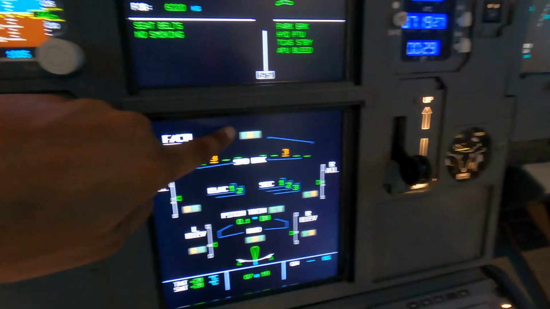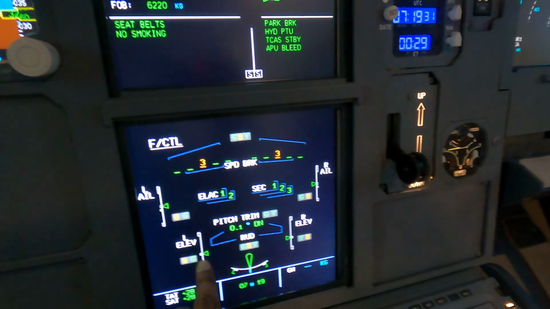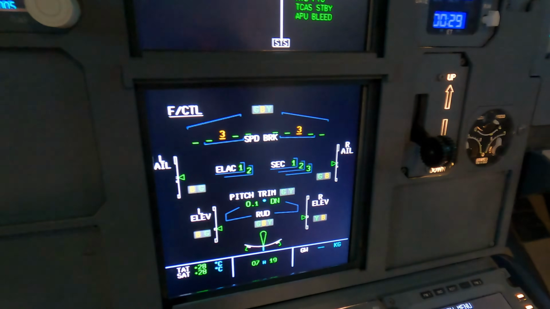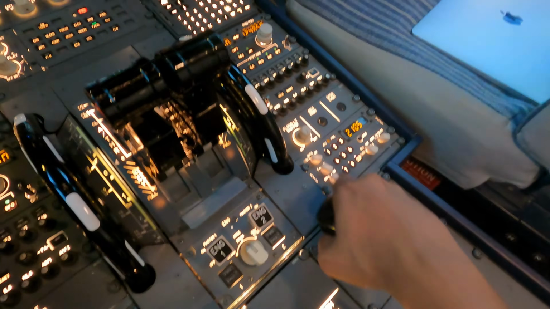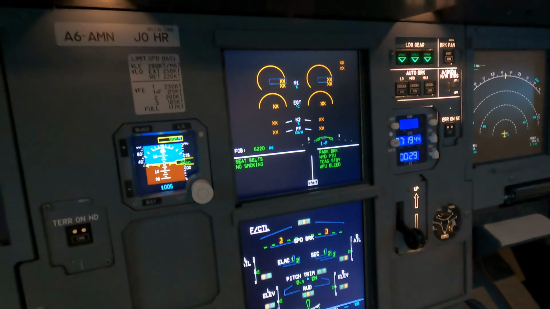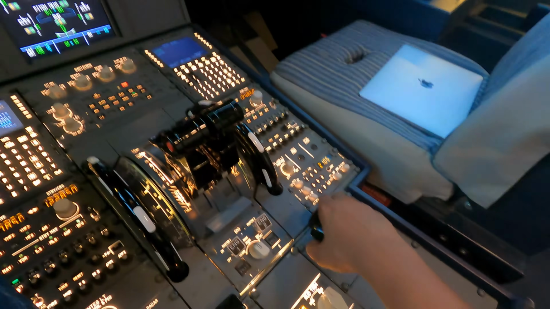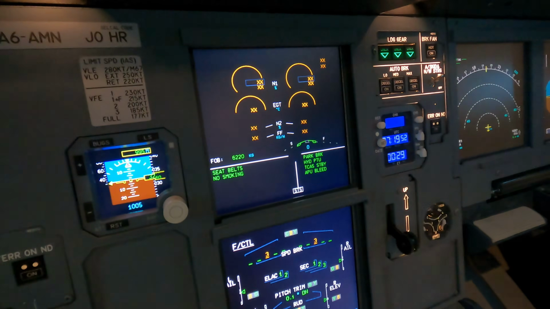Now that the hydraulics are available, look what happens with the flight control page. Now that we have the green and yellow systems active, the flight controls are working. So let me go for the flaps again. Let's go flaps 1. Now look, the flaps are working. We have hydraulic pressure, the flaps are definitely moving. I can come flaps up again. There you go, flaps are moving.